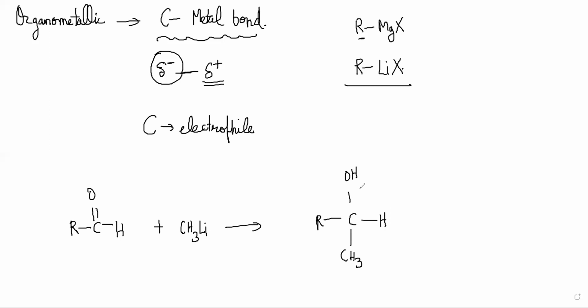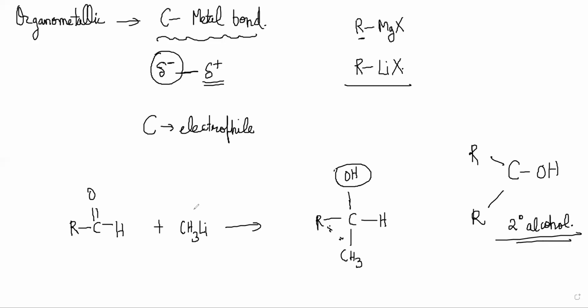Now this is the alcohol group OH. This is attached to the carbon, which is itself attached to 2 carbons. So when the carbon connecting the OH group is attached to 2 other carbons, that is called a 2-degree alcohol, secondary alcohol. But if you took a ketone and started with a ketone, right?